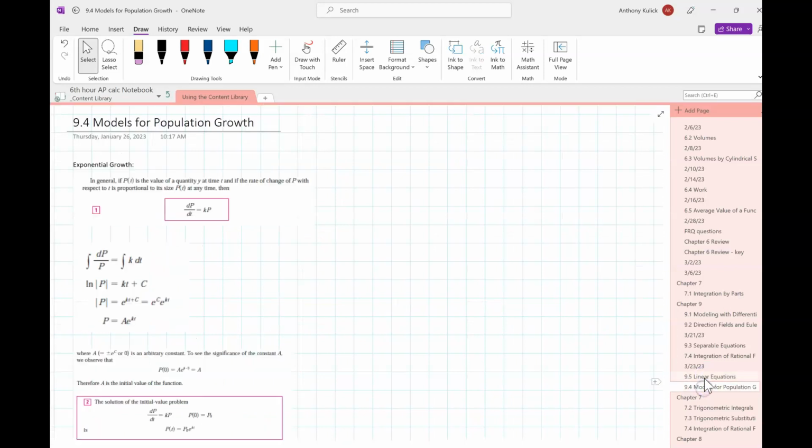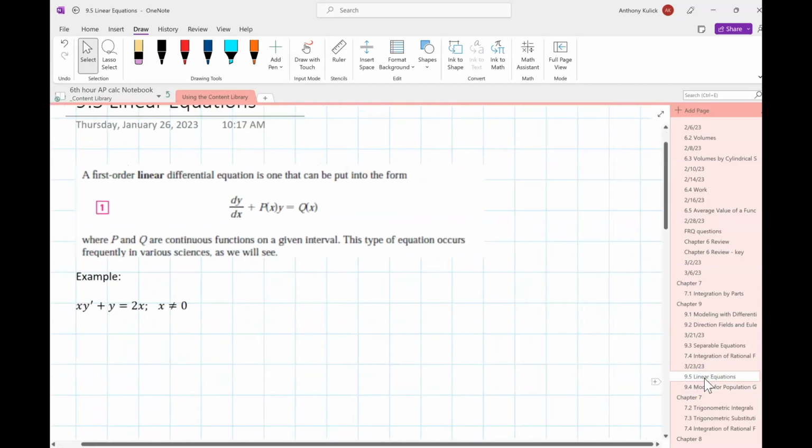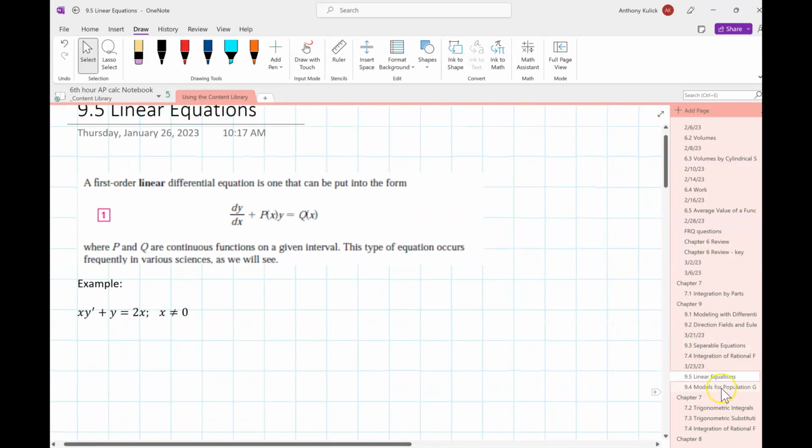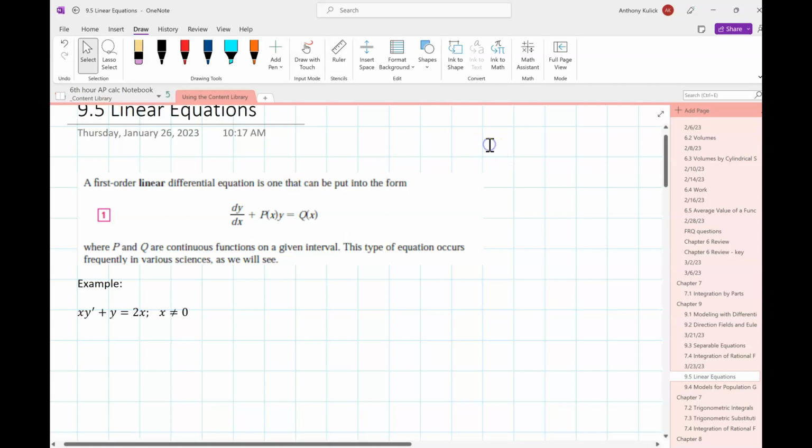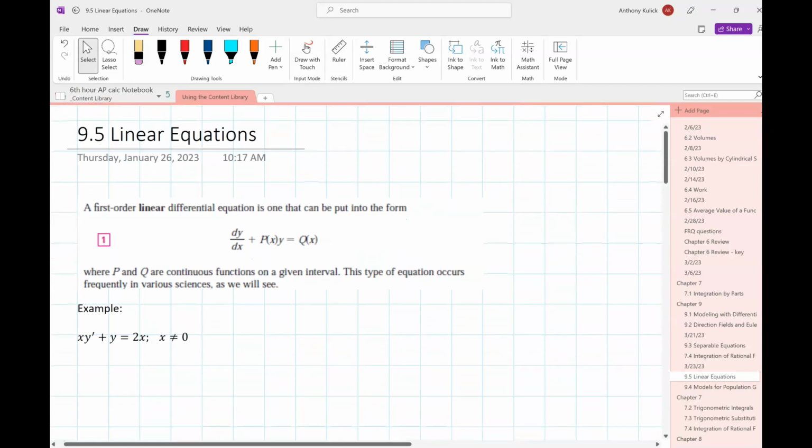Today we're going to go a little out of order. I'm going to do 9.5 today, and we'll do 9.4 next time, mostly because I think 9.5 pairs better with what we just finished in 9.3. So what we're going to be looking at in 9.5 are something called first-order linear differential equations.